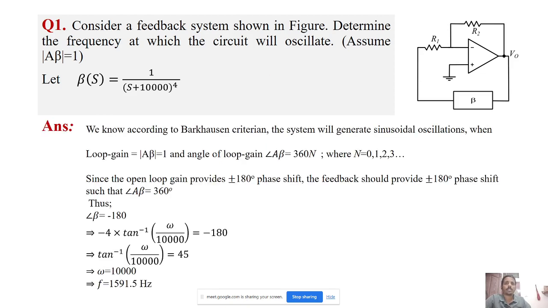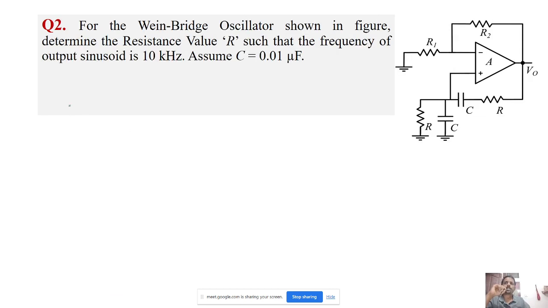So this is the solution for this, as we have discussed. Here 180 degree phase shift is there, so to satisfy the Barkhausen criterion, we just need to find the frequency at which the feedback angle is minus 180. So we have substituted here, and we got the frequency to be 1.59 kilohertz. Whatever we have discussed, the same thing. So let us go to the next question. I guess it's clear.